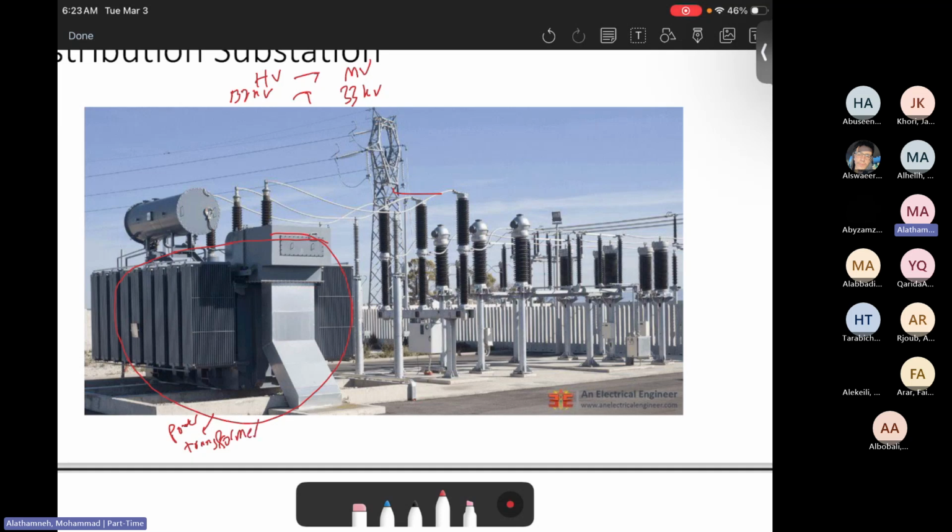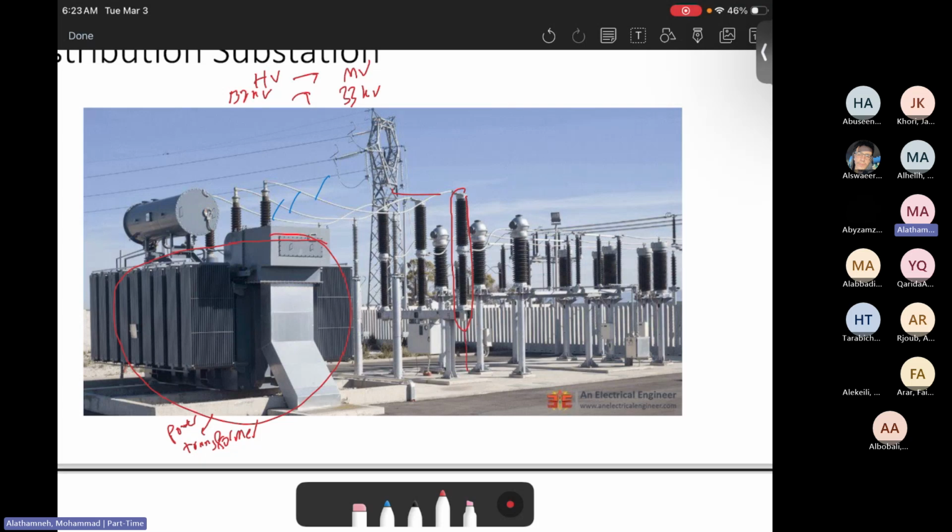Then after that, we have some measurement devices. The first thing, which is basically this one, and we can see there are three phases: phase A, B, C. Then the first equipment after the transformer is called VT, which means voltage transformer.